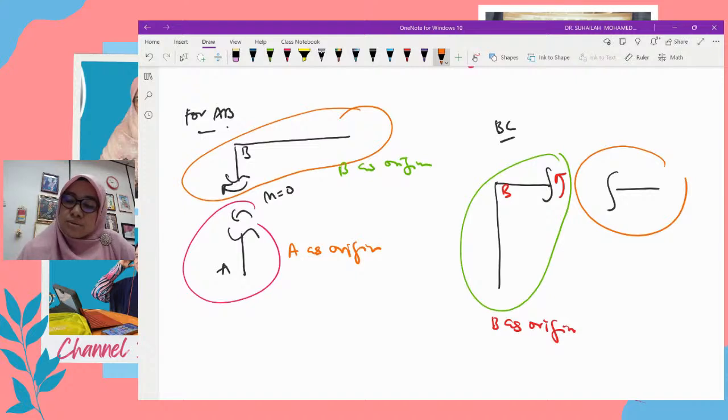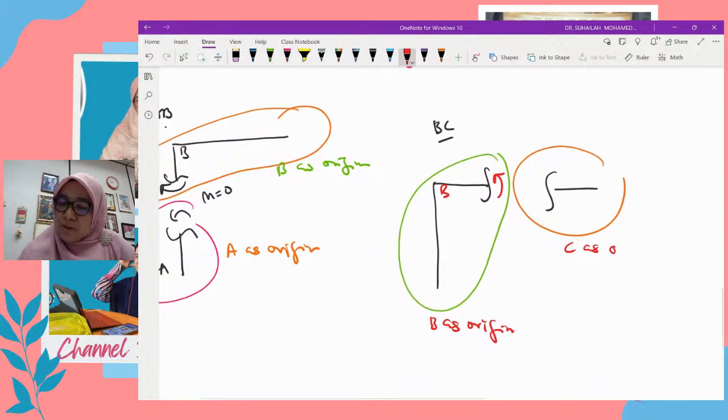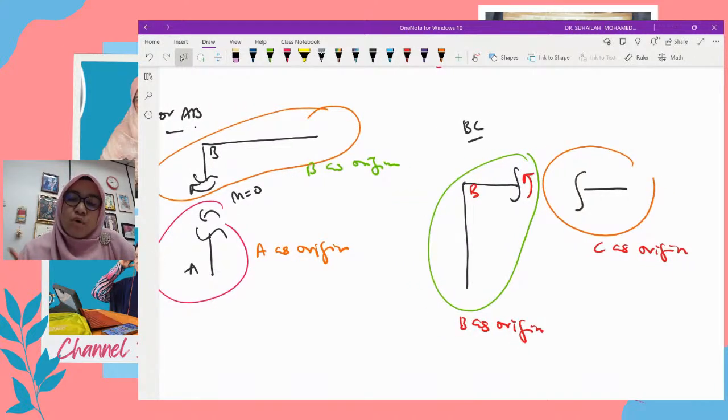So that one is for C as origin. It means that for the moment equation, origin is very, very important. The free body diagram will depend on origin. The limit of section of X will also depend on origin. So for C as origin, the moment is clockwise, because for BC, when we combine back the two cutting sections, we will get 0.